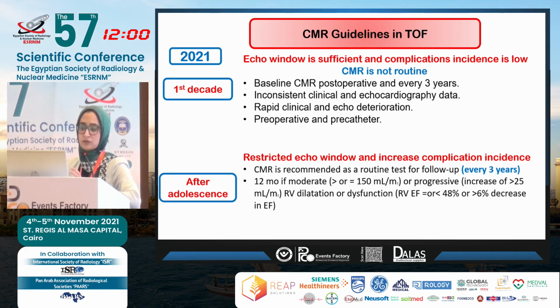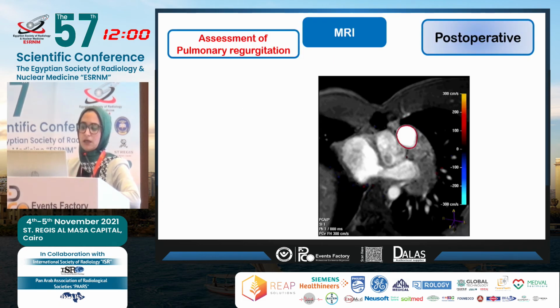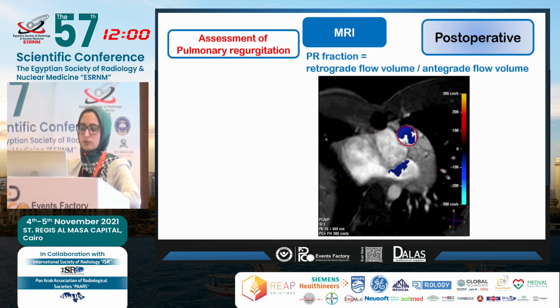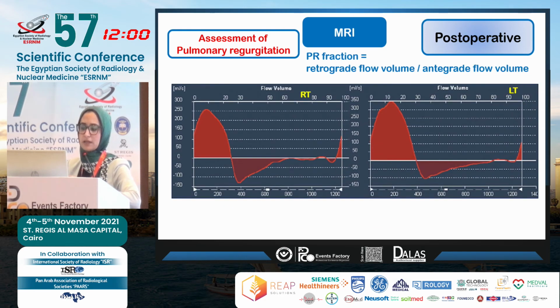It's becoming an emerging tool in post-operative assessment of tetralogy of Fallot patients, especially adolescents. And it's becoming more or less a routine test in order to detect post-operative complications. So we have direct assessment of the pulmonary regurgitation through the Q-flow images, and it allows you to exactly quantify the regurgitant fraction through the pulmonary annulus.